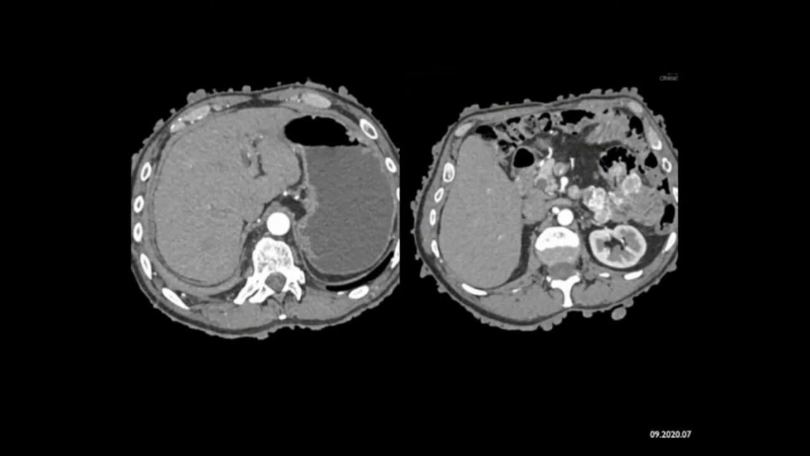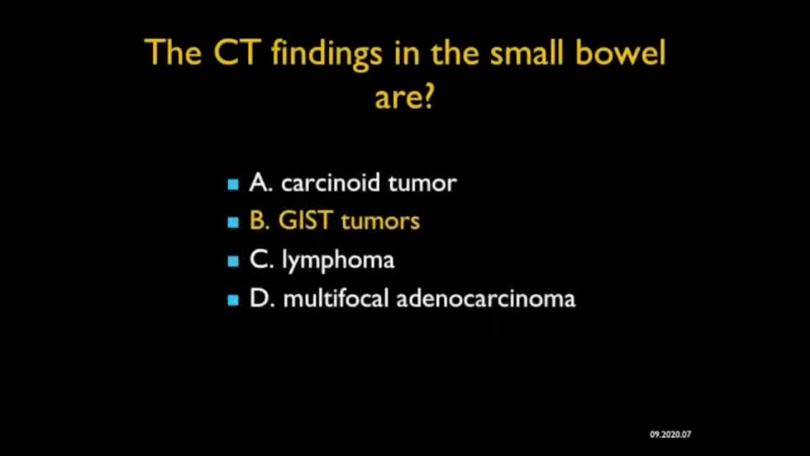Then you say, what lesions are more common? Multiple, but I guess typically carcinoids and GIST are solitary, but they can be multiple in select instances. But this patient had neurofibromatosis. Vascular lesions, small bowel, and neurofibromatosis are classic for GIST tumors. And this was multiple GIST tumors, a very, very nice example.